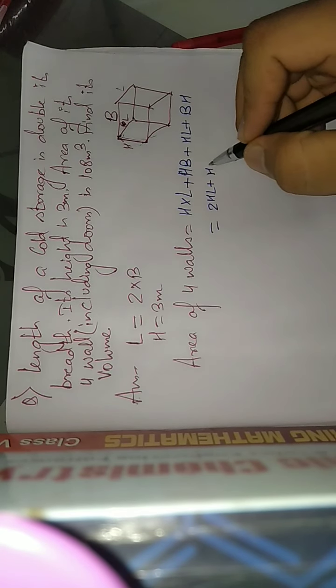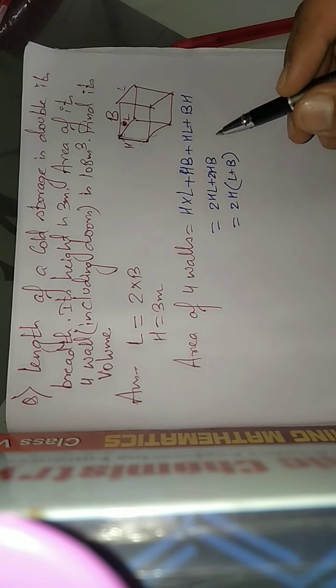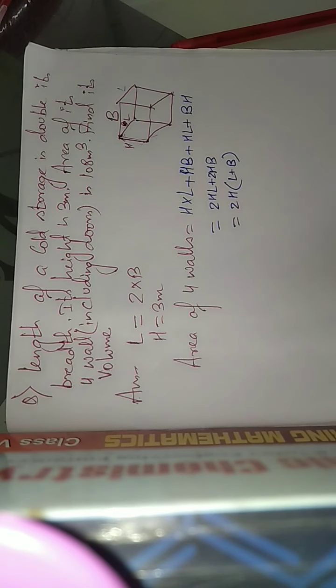Students, this is the last time I'm deriving because it is a waste of time deriving every time. So area of four walls, or the lateral surface area, will be 2 into H into L plus B. Okay, so now we'll move on to the question.